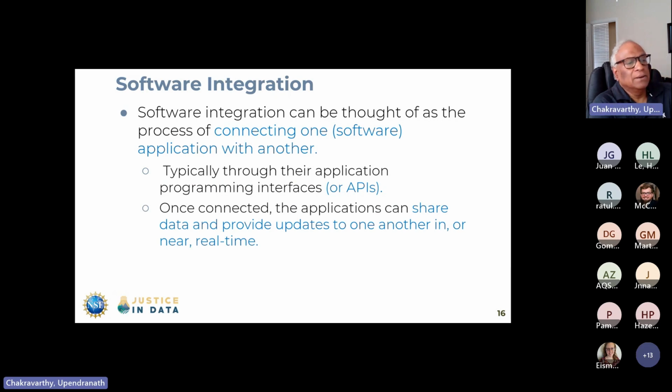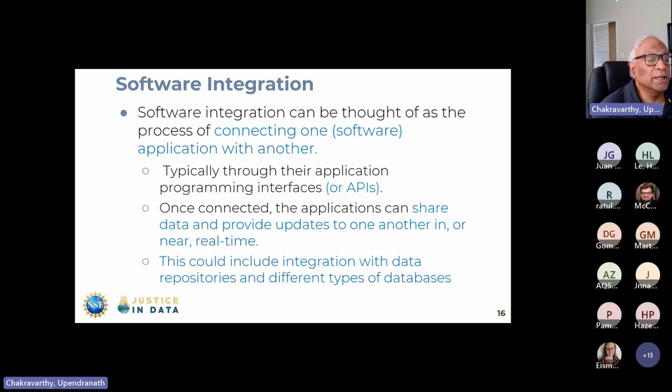Once connected, the applications can share data and provide updates to one another in or near real time. So that is needed in many cases. This could include integration with data repositories and different types of databases, because if you access data from a database, you have to use an API, for example, get the information in whatever format it sends it, understand it, and utilize it.